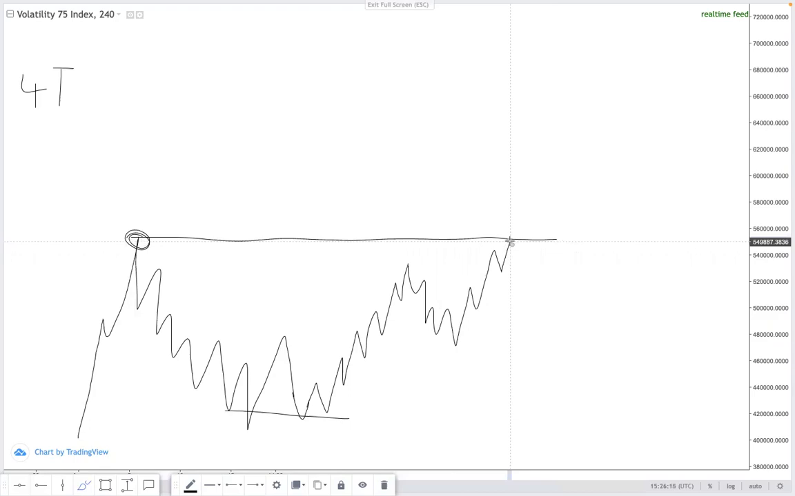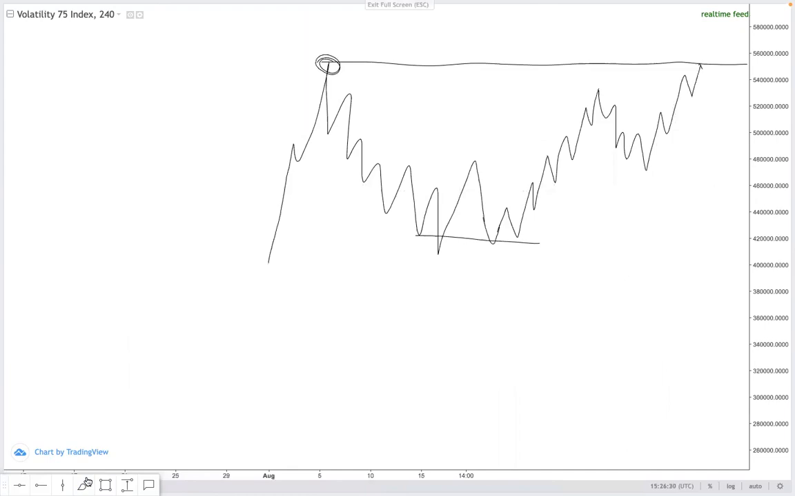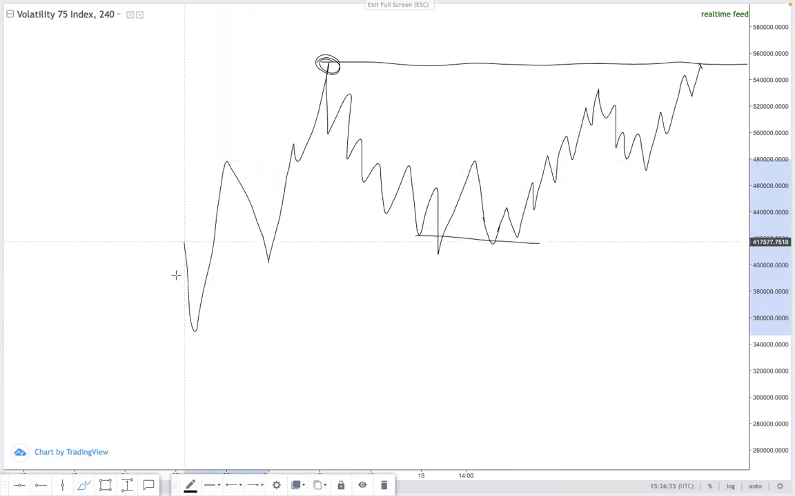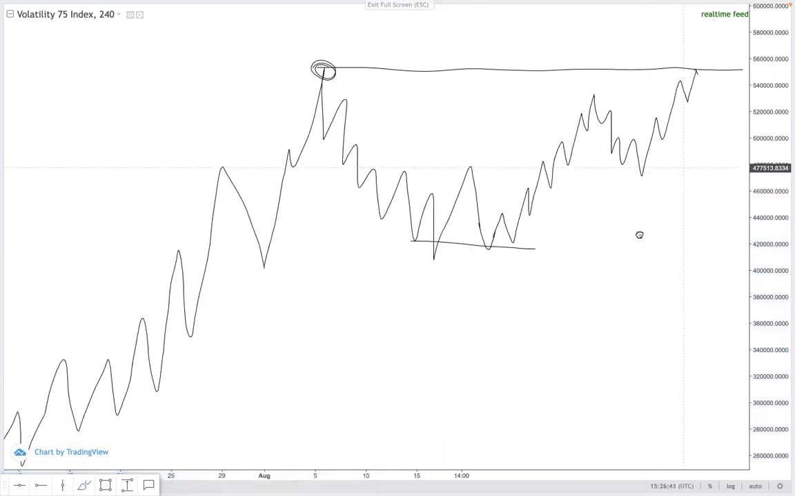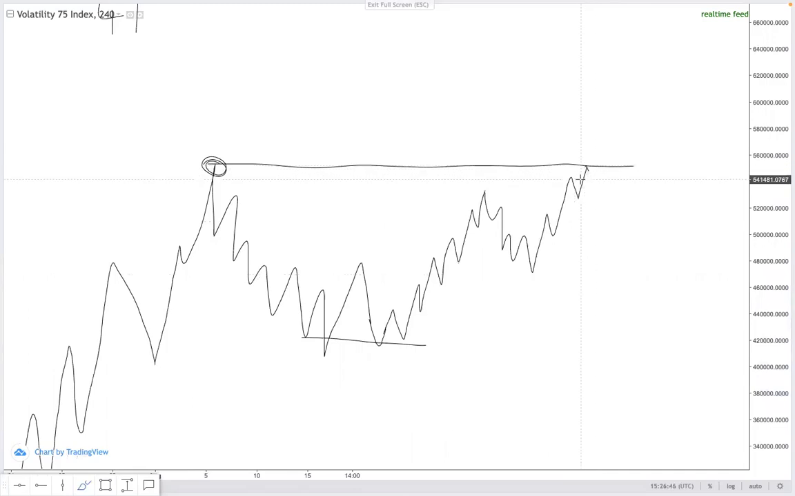Remember, I'm considering it as a pullback because we say that we are in a clear uptrend. Let me make it more clear. Let's say we're in a very clear uptrend right here. So I'll be considering this as a pullback. And at this time, I'm holding this uptrend, and my entry is right here.